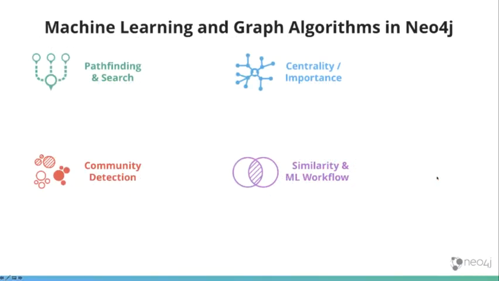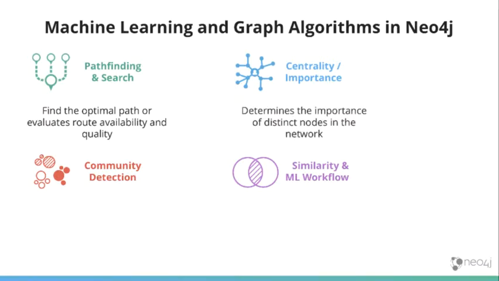Now, when we consider the graph algorithms, there's many machine learning and graph algorithms in the Neo4j library. We've got pathfinding and search, which is often about finding that optimal path, or looking at a route, or looking at the quality of a route, which might be capacity as well. How much capacity do I have from A to B? Centrality is really about understanding the importance of particular nodes in the network. Which ones are the most important, which ones are more connected, which ones control the flow of resources in my network.